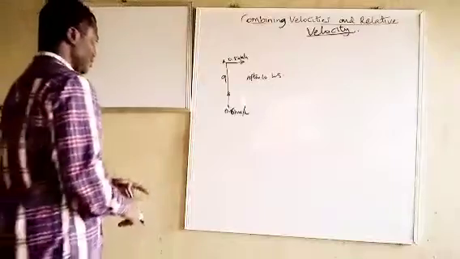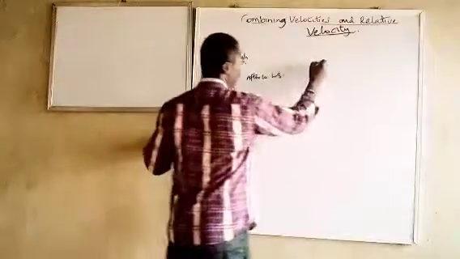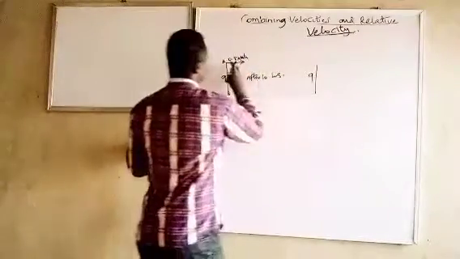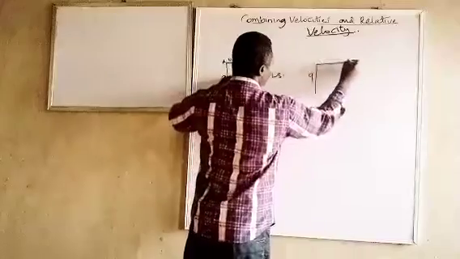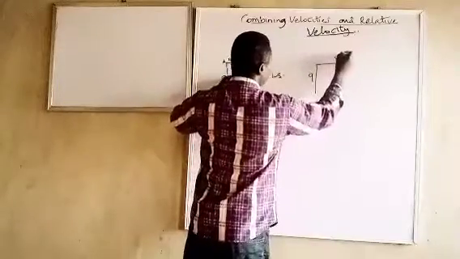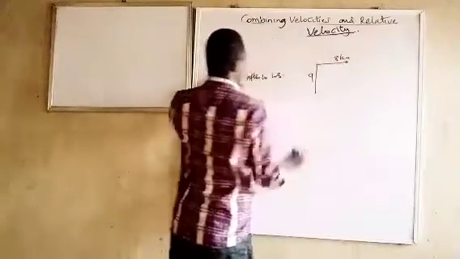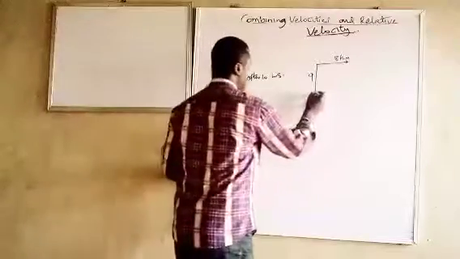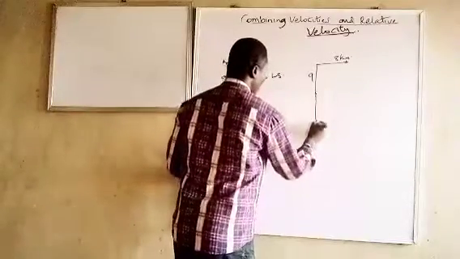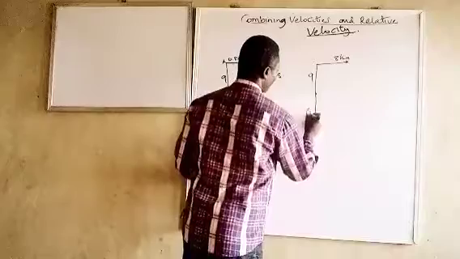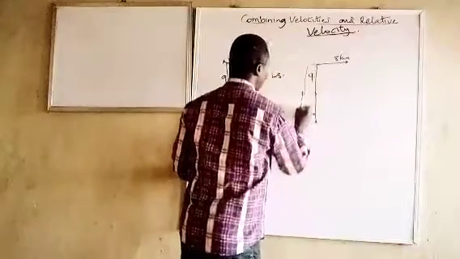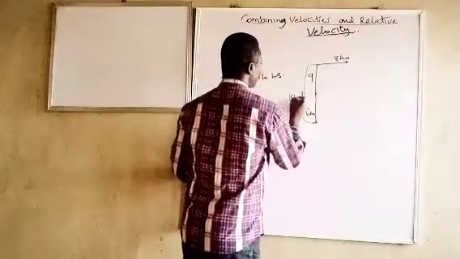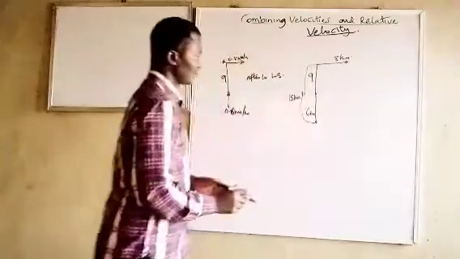If you look at it, it's going to be like this. 9. A would have moved 8 kilometers to the right. B would have moved further down 6 kilometers. So which means from here to here we have 15 kilometers.